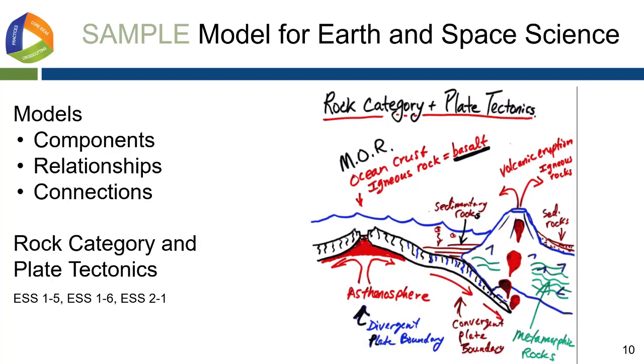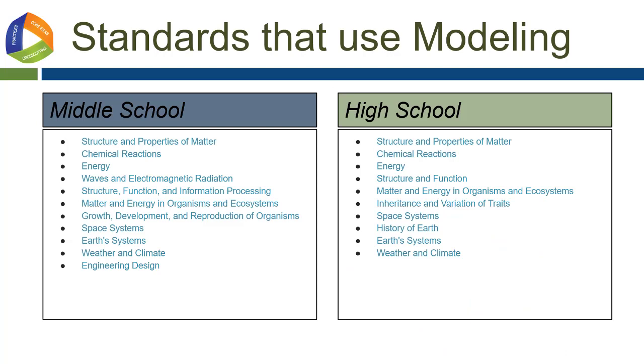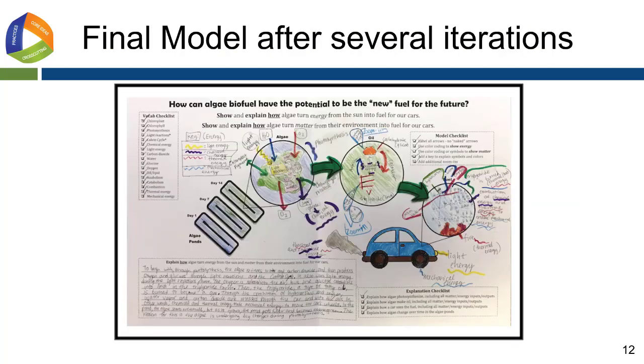In this third and last model for earth and space science, we see again the components that are labeled, the relationships being shown with the arrows, and connections being made between the rock cycle and plate tectonics. There are various standards that use modeling in the NGSS, and these do begin in kindergarten through 5th grade, and we clearly see them as well in middle school and high school.